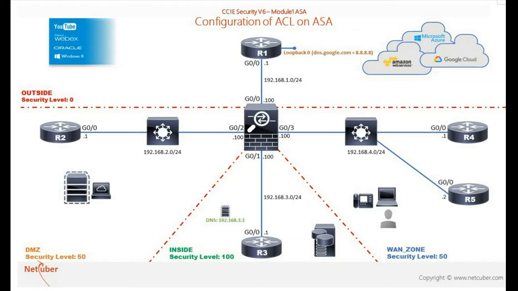192.168.1.0/24 for outside, 192.168.2.0/24 segment for DMZ, 192.168.3.0/24 for inside, 192.168.4.0/24 for WAN zone.